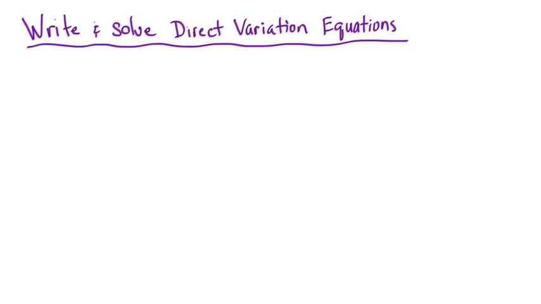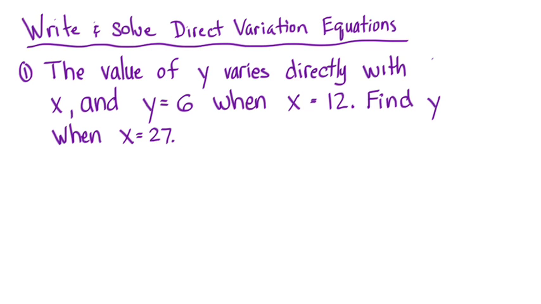Let's go ahead and write and solve direct variation equations. What do these look like on a test? They look like this. The value of y varies directly with x, telling you that there's no y-intercept, or that it's just going to be a constant slope, right? And when y is 6, x is 12. Find y when x is 27.